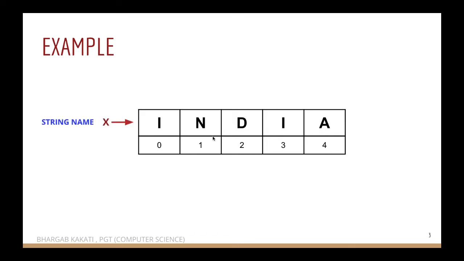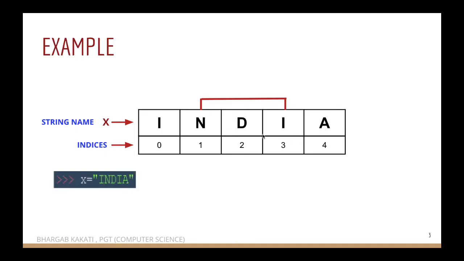Each string has a name. Let's assume that the name of this string is x, and these are the indices, as I have already said. So if I want to do string slicing here, for example, let's say I want to display NDI. Here I am trying to apply the concept of string slicing, because as we discussed in the previous slide, string slicing means displaying only a part of the entire string. So let's say I want to display NDI.